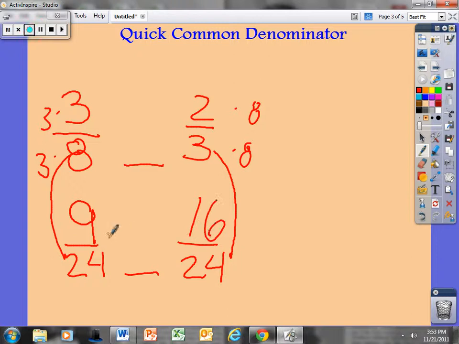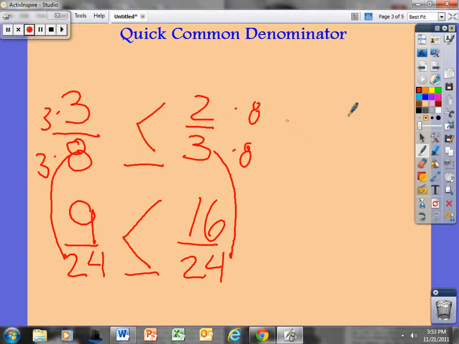Here I can tell that my denominators are the same, 24s, so it's 9/24 and 16/24. Well, 16 is larger than 9. So I can read this from left to right: 9/24 is less than 16/24. Going up here, I say 3/8 is less than 2/3.